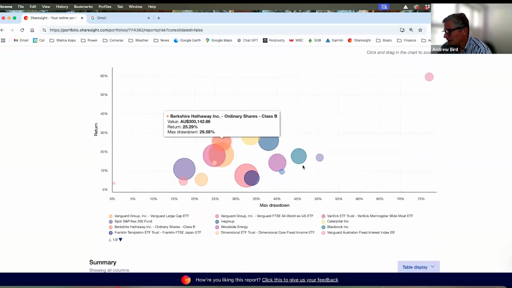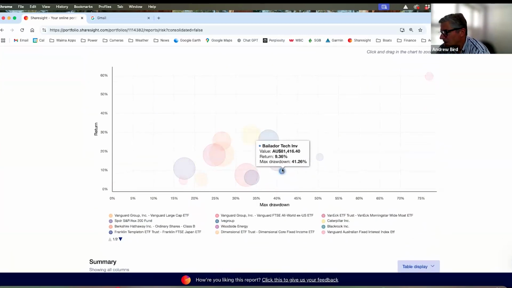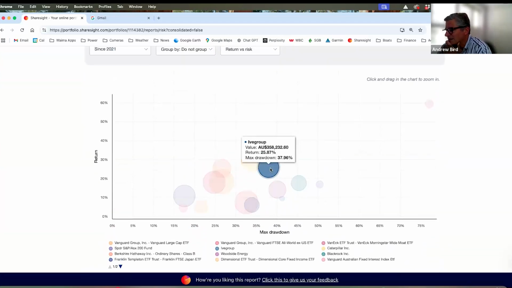You can see, where's IVE Group? IVE is, yeah, here we go. Much more where you'd expect it to be. So much further down the risk and actually pretty decent in terms of risk, in terms of return.